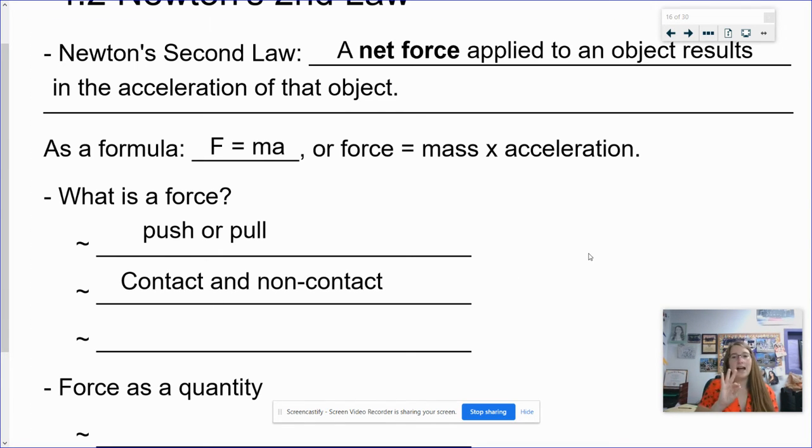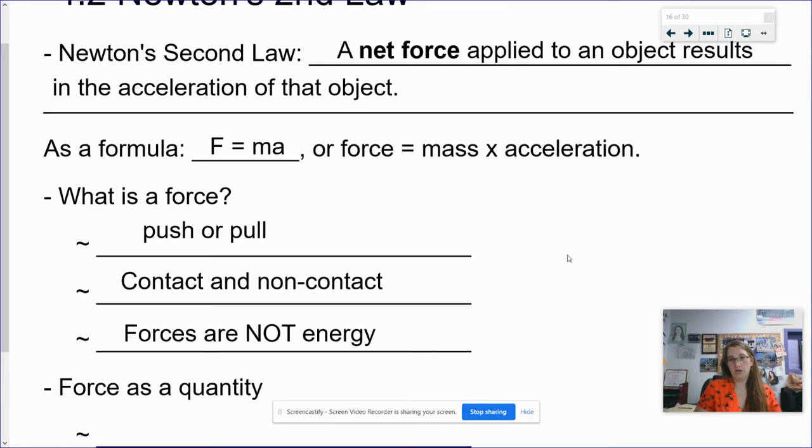We have contact and non-contact forces though, because, again, pushing and pulling with my hands, that's a contact force. I'm having to actually touch it in order to apply that force. However, we have non-contact forces like gravity. Gravity isn't touching us, right? It's not in contact with us, but it is a force acting on us. So again, with contact, you actually have to be touching for that force to be applied. And then we have non-contact, which is just things that are always acting on us, even though they're not touching us.